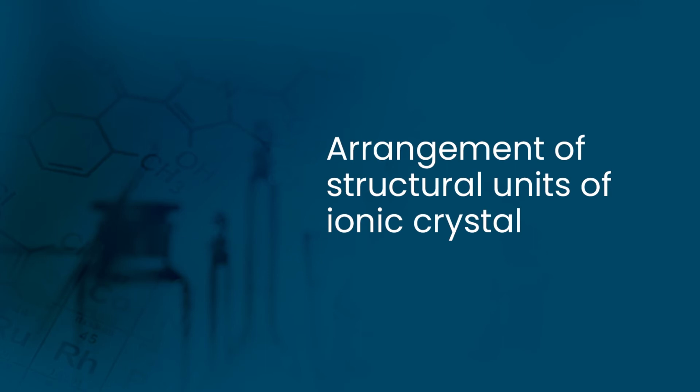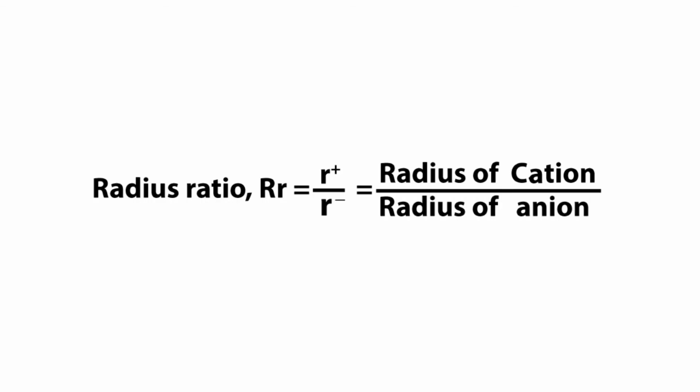Next, we shall see the arrangement of structural units of ionic crystals. Here, a quantity called radius ratio plays a significant role in determining the structure of ionic solids. For an ionic solid, the ratio of the radius of the cation to that of the anion is called the radius ratio. The structure of many ionic solids can be accounted for by analyzing the relative size of the positive and negative ions. We may use simple geometric calculation to determine how many ions of a particular size can be in contact with a smaller ion. As a result, we can predict the coordination number based on the ion size.